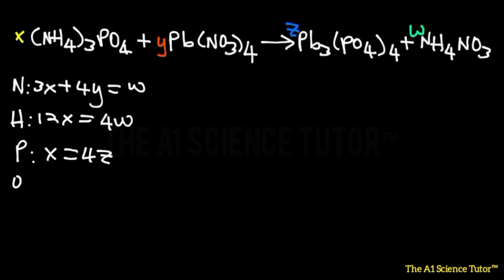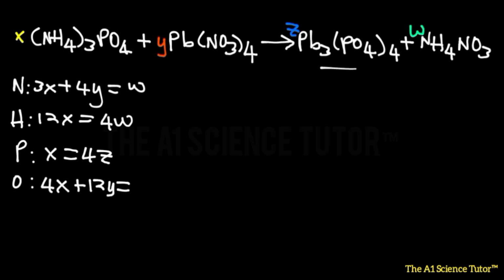And next up, we got oxygen. For oxygen, we got 4 atoms of oxygen for the first molecule, and that will be multiplied by x, so that's going to be 4x. Now we got another number of atoms of oxygen for the second molecule. So this is going to be 3 multiplied by 4. That gives us a 12. So that will be 12 multiplied by y, and that will be 12y.